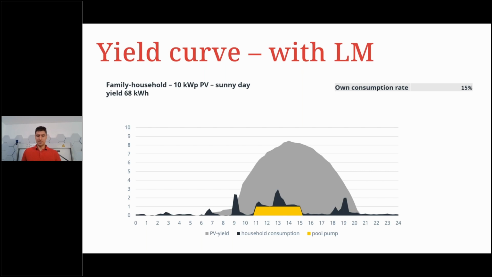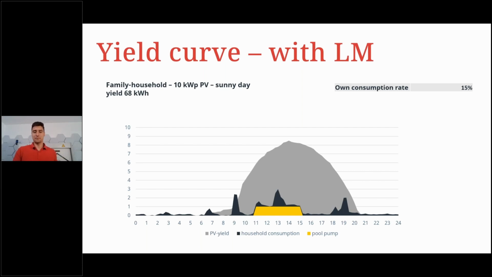So this pool pump, we move it into the day. The pool pump is running from 11 in the morning until 3 in the afternoon. And you see again on the top right, our consumption rate is rising. Before it was 11%, and now it is 15%. A pool pump is a very typical example.